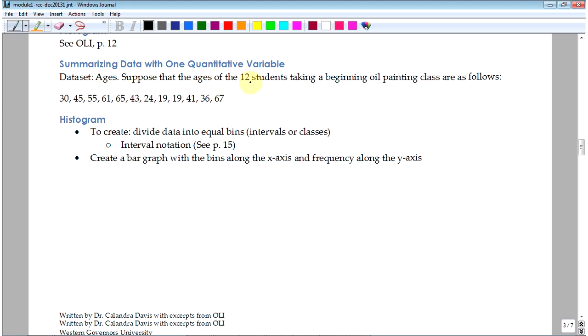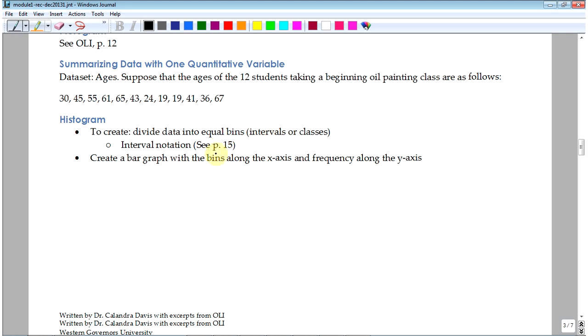Suppose that the ages of 12 students taking a beginning oil painting class are as follows: So we have a 30-year-old, a 45-year-old, so on, and our last one is 67-year-old. One way that we can summarize this data is by using a histogram. A histogram is similar to a bar chart that we just looked at, and these are the steps to create a histogram. First, we need to divide data into equal bins. Bins are also called intervals or classes. Okay, and we can use interval notation to do that.